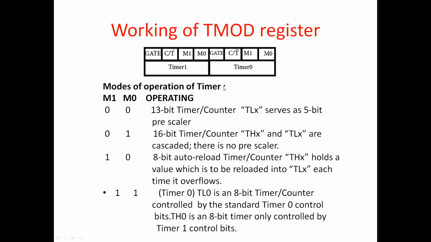So TMOD is used to control the mode of operation, either timer or counter, and in which mode. For mode selection 2 bits, timer or counter 1 bit, and gate, which decides whether the timer operation is to be controlled externally also, meaning if the pin is high, then only this timer will be operated. If the pin is low, this timer will not be operated. So that control bit is here. The MSB 4 bits are for timer 1, the LSB 4 bits are for timer 0.